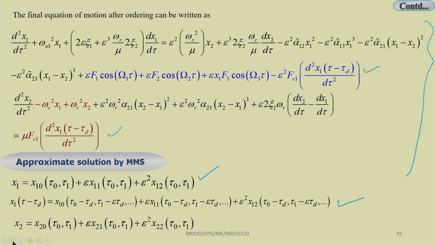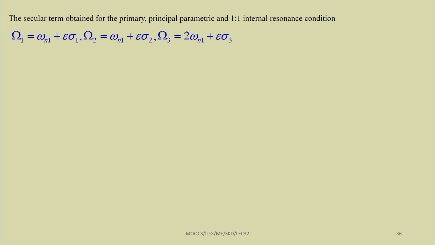Similarly, displacement x2 can be written as x2 0 (tau 0, tau 1) plus epsilon x2 1 (tau 0, tau 1) plus epsilon square x2 2 (tau 0, tau 1), and the corresponding time delay term also can be written. So, by taking these primary, principal parametric and 1:1 internal resonance conditions, here we are taking omega 2 equal to omega 1, that is, the frequency of the first mode equal to the frequency of the second mode.